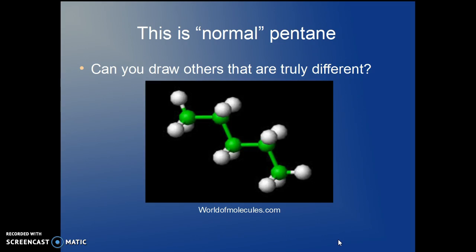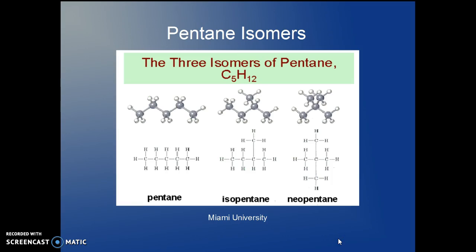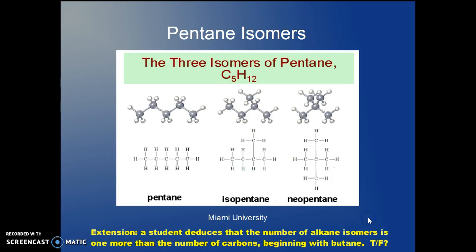Can you draw other pentanes that are truly different, not just this thing twisted around? Well, here are the three isomers of pentane, C5H12, and you can see that in so-called isopentane, the end methyl group has been moved over to the second carbon, and in neopentane, the carbons on both ends have now hung off of that central carbon atom to make neopentane. They have different IUPAC names, of course.